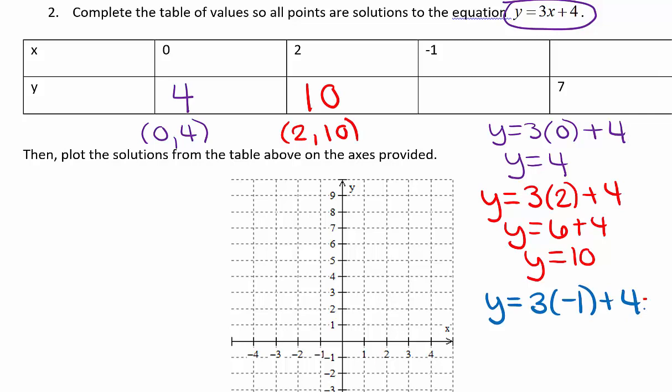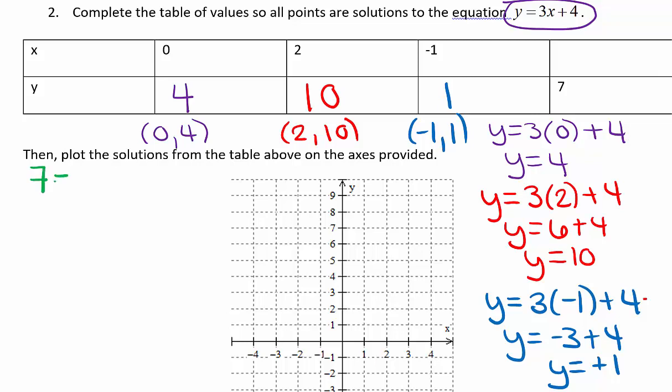If x is negative 1, when I plug that into my equation, I end up with negative 3 plus 4, that is positive 1, so y equals 1 when x is negative 1. The ordered pair (-1, 1) is a solution. Finally, the last piece of the table says the y value is 7. So this time they gave me a y value. I'm going to replace y with 7. So I get 7 equals 3x plus 4. And this is something that I can solve for x. I'd have to subtract the 4.